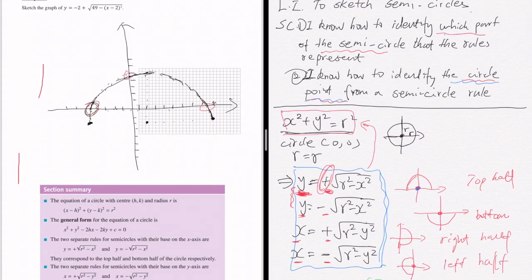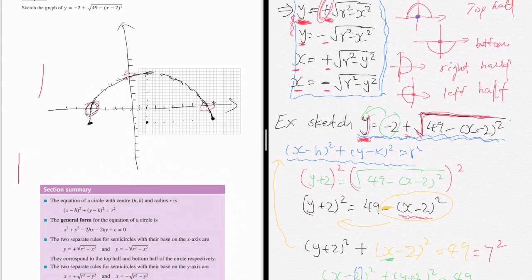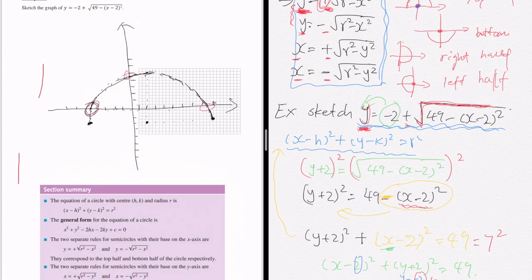Alright, so now coming back, let's have a look at our success criteria again. First of all, how do we identify which part of a semicircle the semicircle rule represents? As I said, if it's made y the subject, then we are talking about the top half and the bottom half. To identify whether it is the top or the bottom half, you need to identify whether the square root has a positive or negative in front of it. In the same way, if you have made x the subject, then we are talking about right and left.